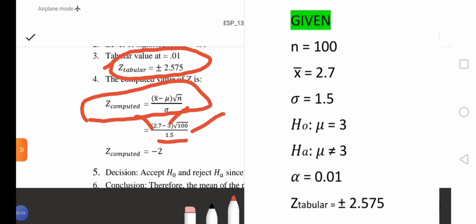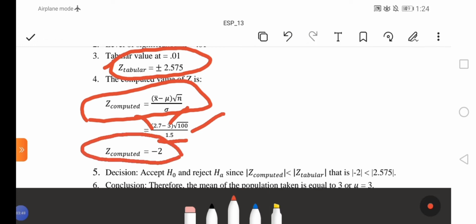So, 2.7 minus 3, multiplied by the square root of 100 and divided by 1.5, we will come up with the answer of negative 2. That's why our z computed is negative 2.